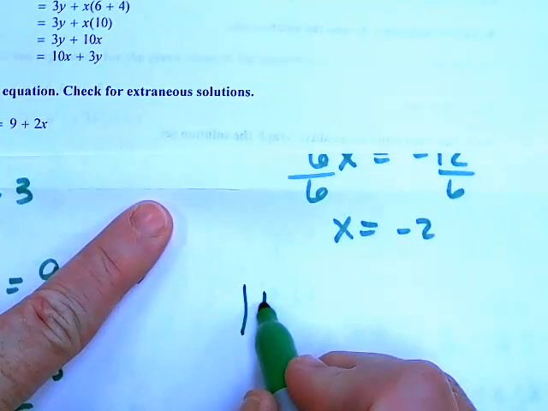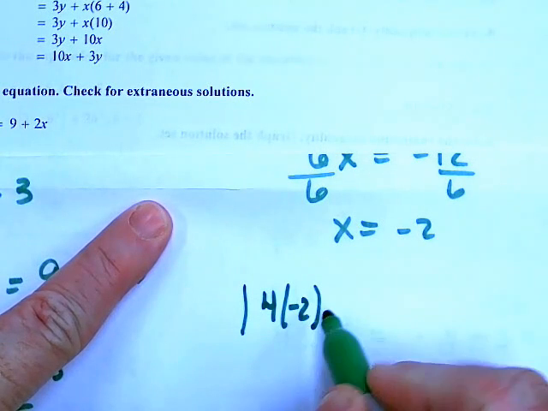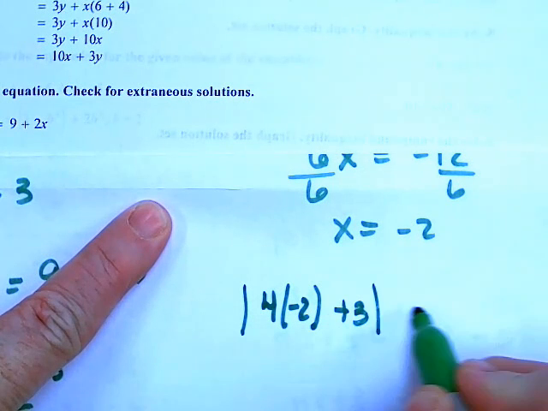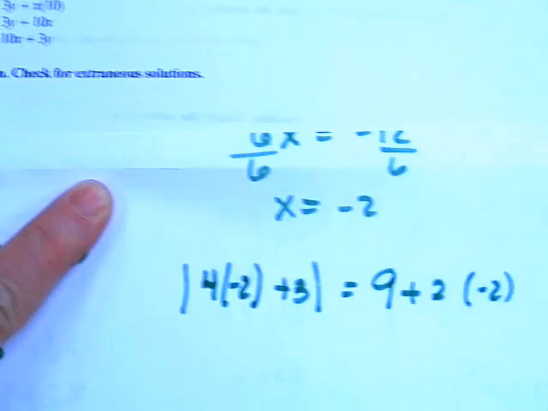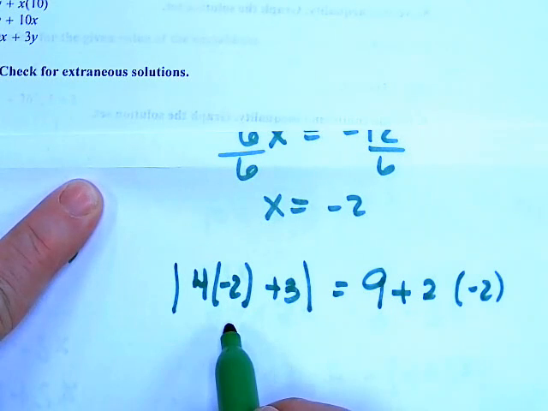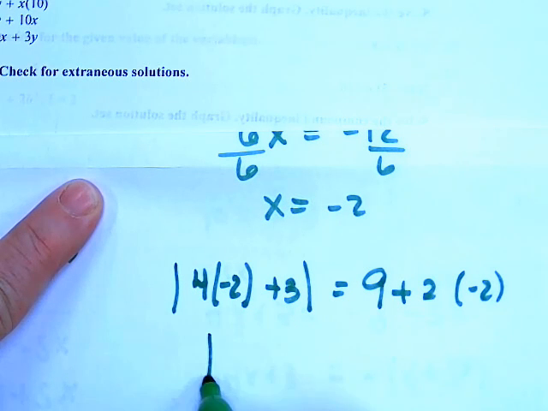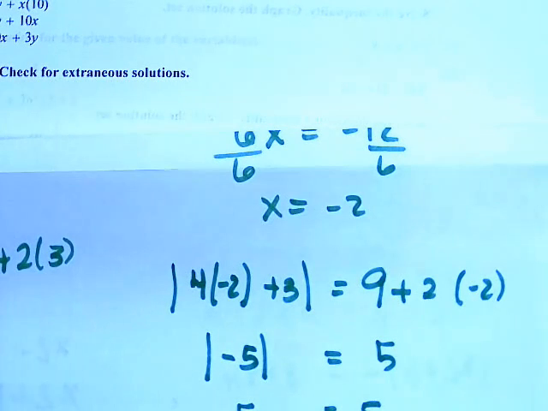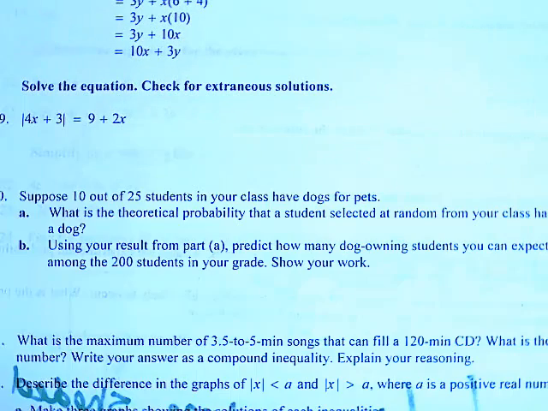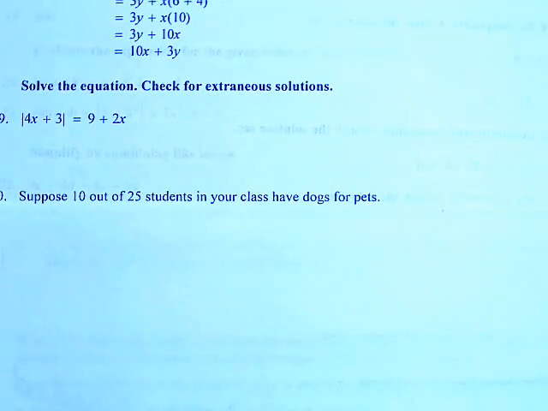Does the absolute value of 4 times negative 2 plus 3 really equal 9 plus 2 times negative 2? So it's going to be the absolute value of negative 8 plus 3, which is the absolute value of negative 5, and we're checking to see if it's equal to 5. And it does. So this one has two answers. It's 3 and negative 2.